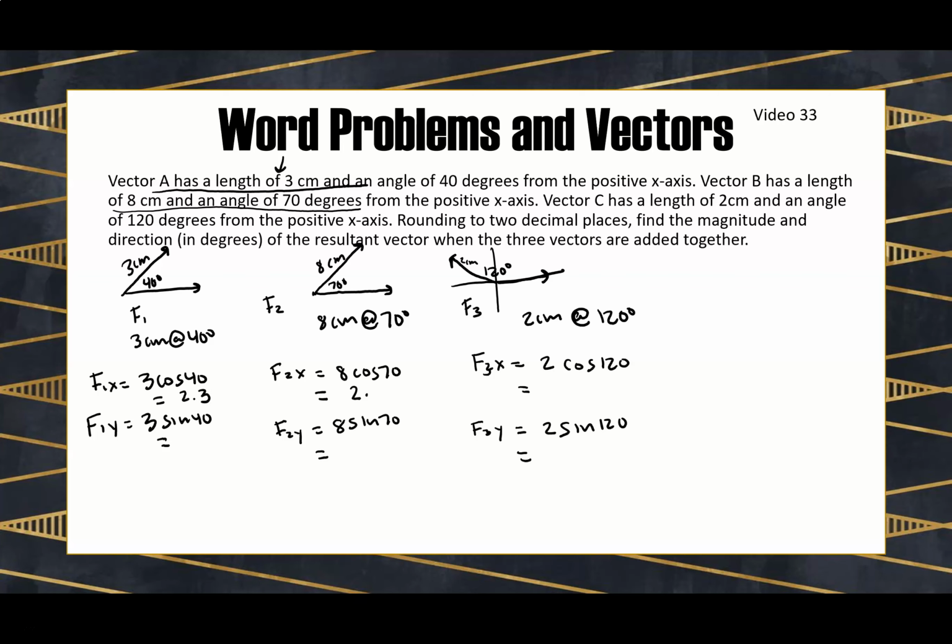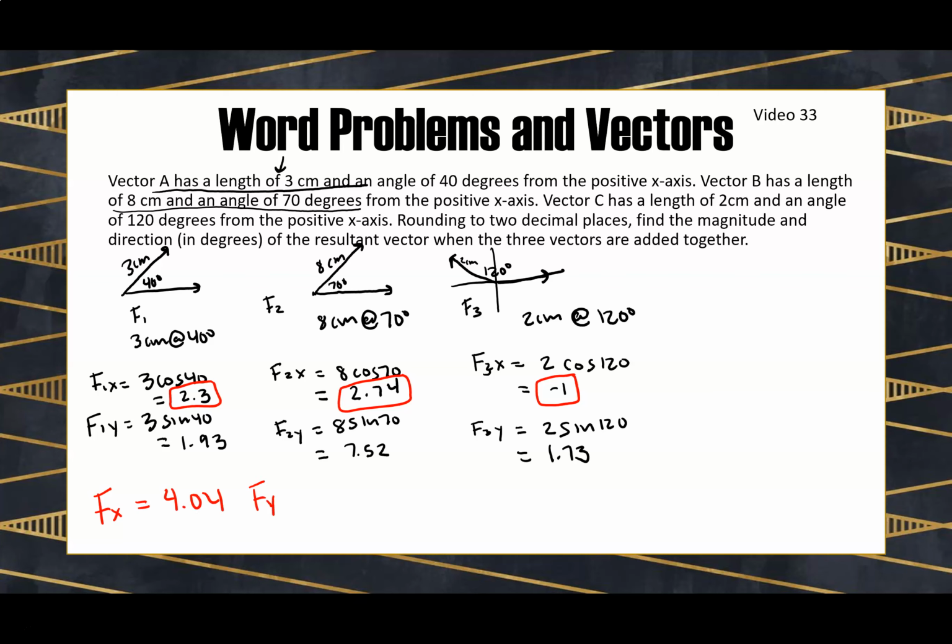2.3, 2.74, negative 1, 1.93, 7.52, 1.73. Okay, so now what we need to do is add those all up, and my f sub x is going to be adding up this 2.3, this 2.74, and this negative 1, and I end up with a value of 4.04.